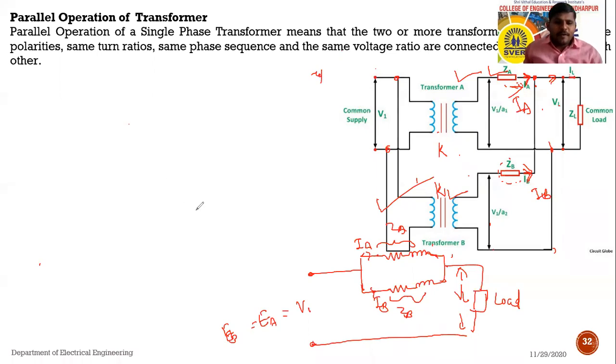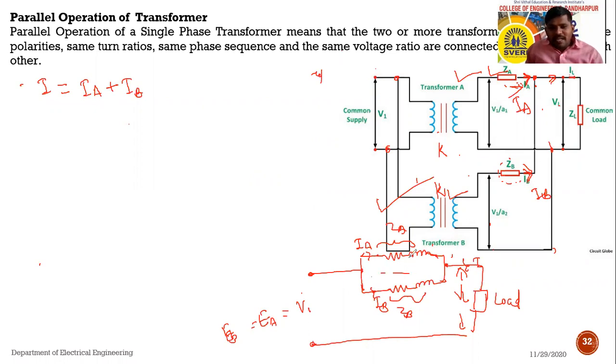From this equivalent circuit diagram, if we apply KCL at this node, I, the total current flowing through the load, is equal to the current flowing from transformer A plus the current flowing from transformer B. That is, I is equal to IA plus IB.